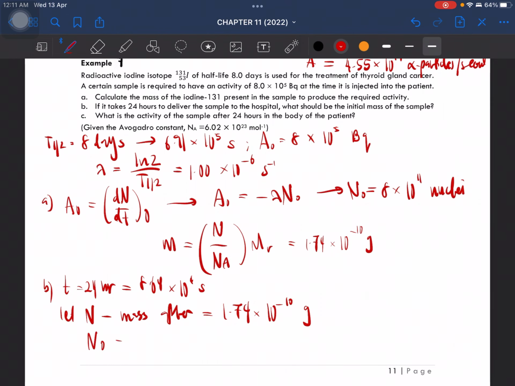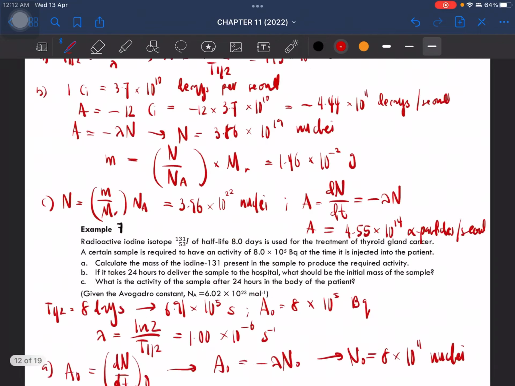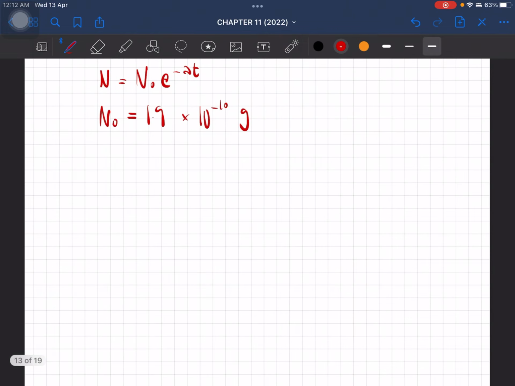So we let N naught be the initial mass. I'm sorry, I need to add another paper. We are going to use the exponential law of radioactive decay, which is N equals N naught e to the negative lambda t. Here you are looking for N naught. You should get 1.9 times 10 to the negative 10 gram. That is the initial mass needed for the sample to be able to reach the hospital with this weight.